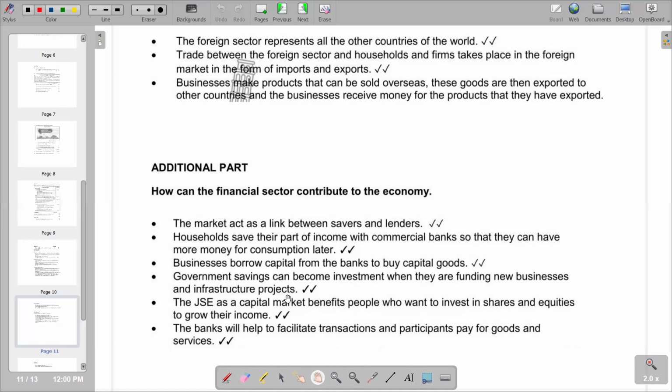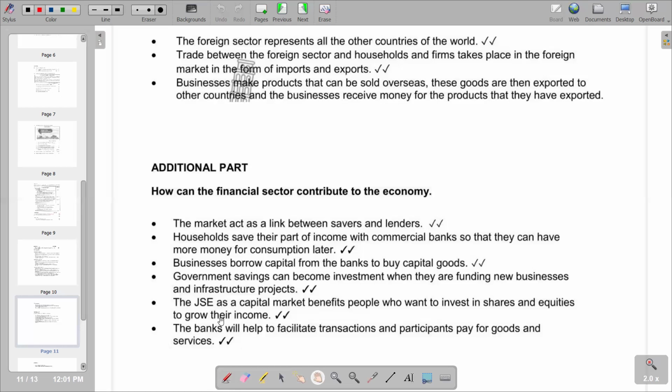Then we go to the next point: businesses borrow capital from banks to buy capital goods. And then next point: government savings can become investment when they are funding new business and infrastructure projects. So the next one is Johannesburg Stock Exchange, JSE, as a capital market, benefits people who want to invest in shares and equities to grow their income. So basically, this becomes part of the financial sector.